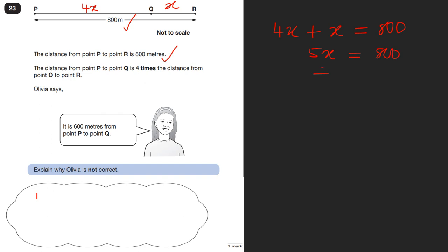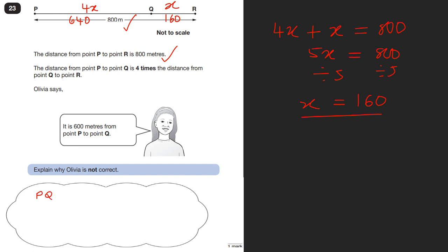You divide by 5 and divide by 5 and x equals 160, since 5 ones are 5. So what does that mean? This is 160, and times by 4, this is going to be 640. Now read the question. It is 600 meters from point P to Q. Explain why Olivia is not correct. You need to show the working out.